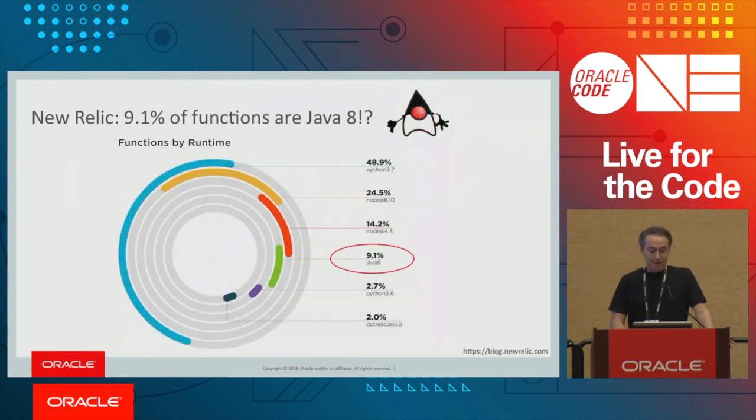Except in the function space, this isn't the case. So there's a number of different people taking some measurements of use of different languages in the function space. New Relic, who have some insight into what people are deploying through their monitoring, had a number of 9.1% of applications using Java 8 in this case. That's not great. That doesn't seem like world domination.